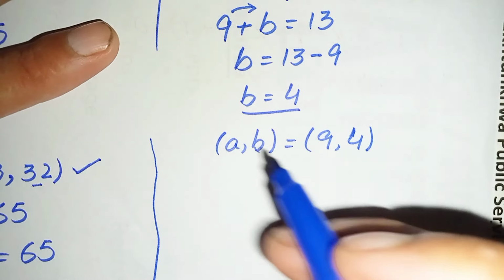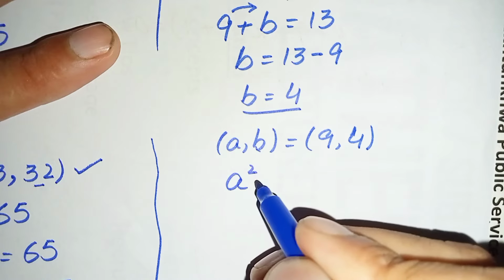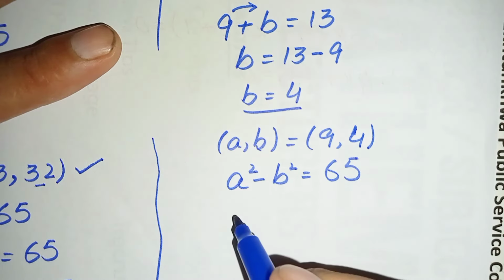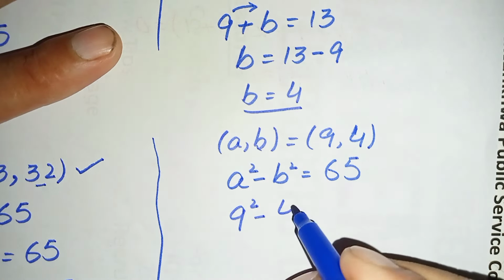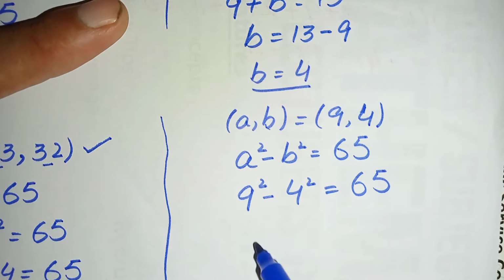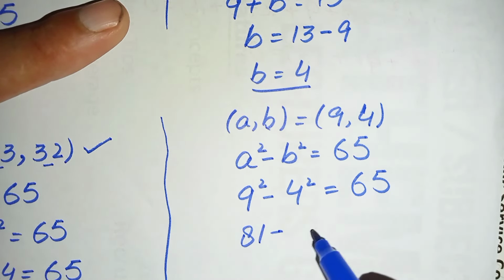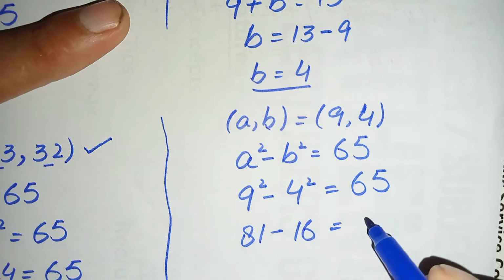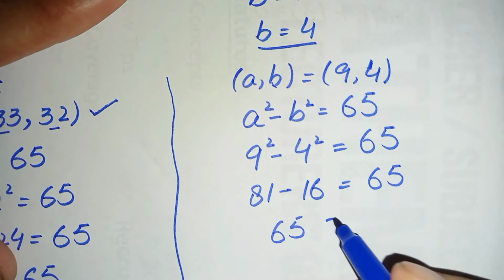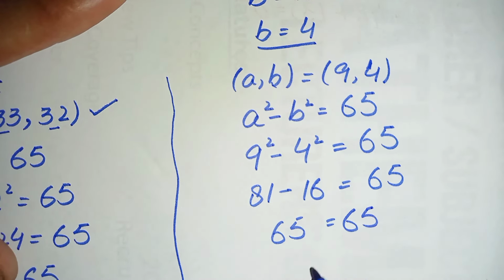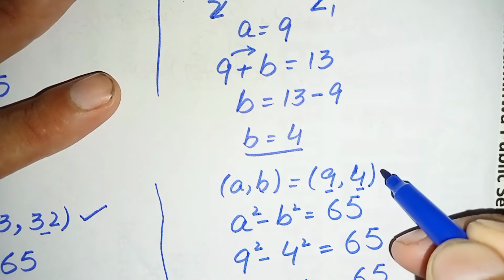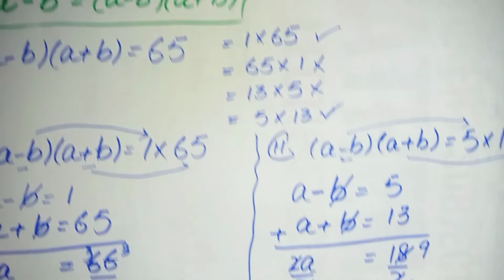Now we will verify this other solution. Now again we will write the problem here, that is A square minus B square is equal to 65. And here A is 9, B is 4, is equal to 65. 9 square is 81, minus 4 square is 16, is equal to 65. Now 81 minus 16 is 65, is equal to 65. Now again both sides are equal, so it means that A is equal to 9 and B is equal to 4 is the exact and correct solution of the above equation.